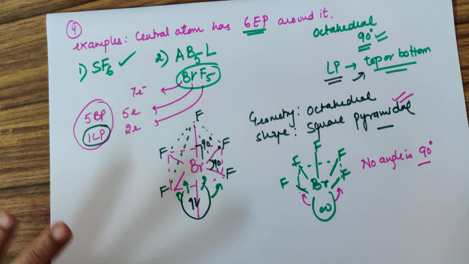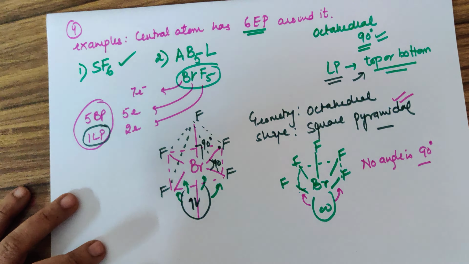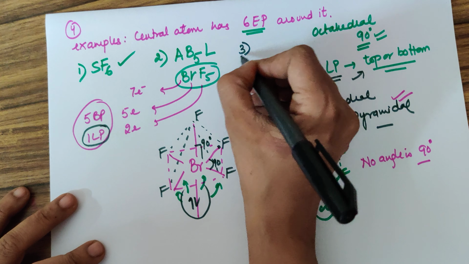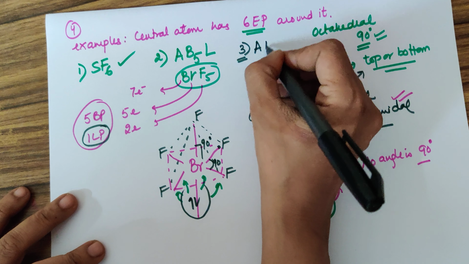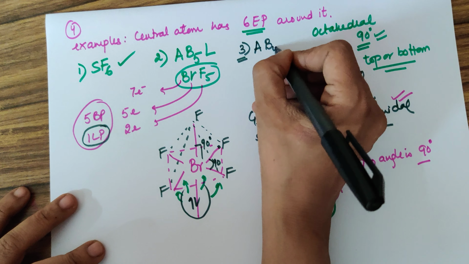Fine. Moving on to the next category under the same theme. The third category in the theme is where the central atom has 4 bond pairs and 2 lone pairs.